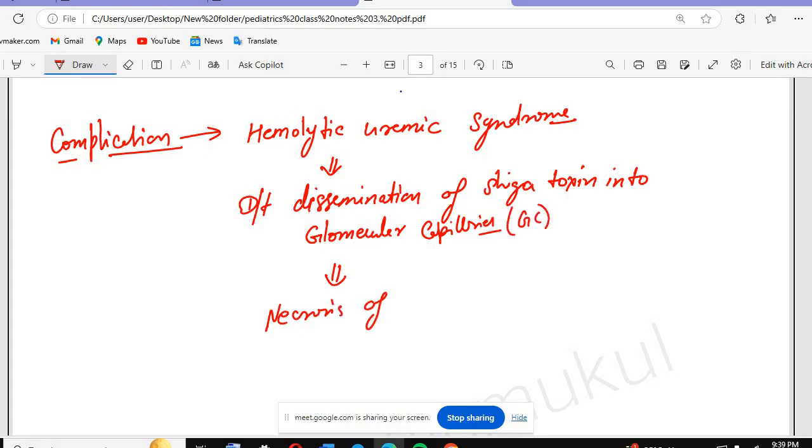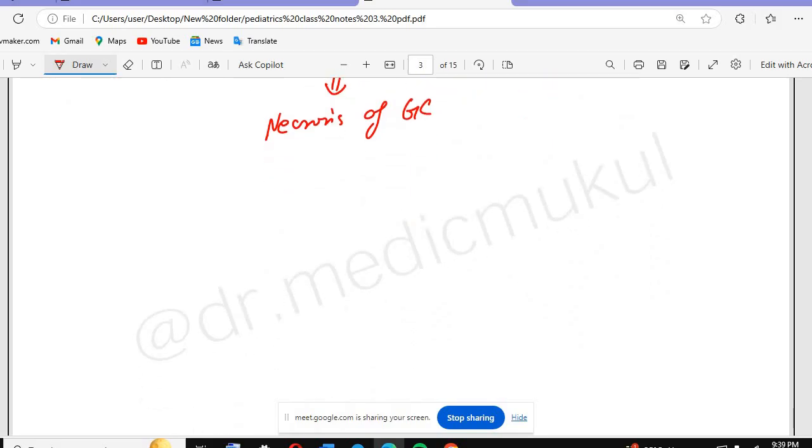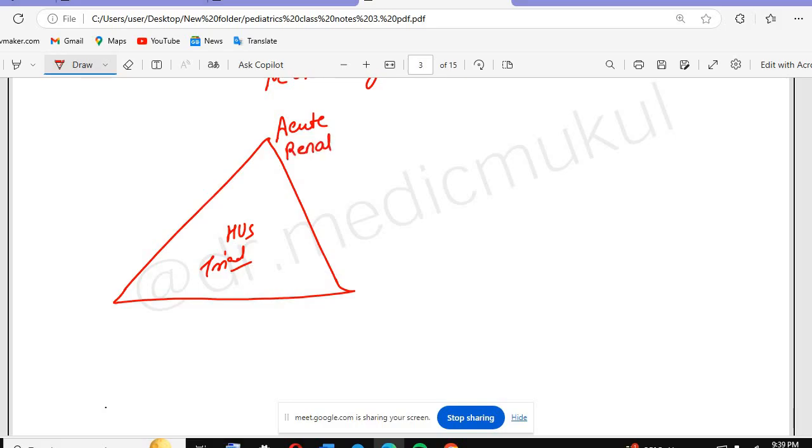Can I write GC here? You can write the full form, the glomerular capillaries. There would be necrosis of the glomerular capillaries. Whenever you think about a case of hemolytic uremic syndrome, remember three things, the HUS triad. The first thing you will see is necrosis of the glomerular capillaries, and when there is necrosis of the glomerular capillaries, there will be acute renal failure.